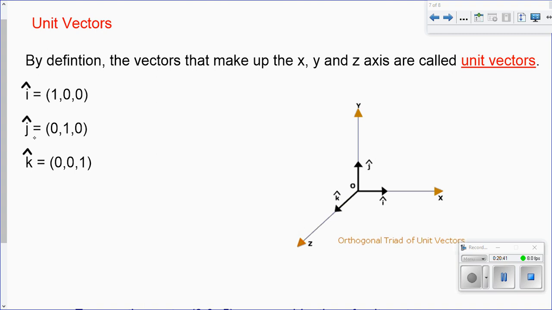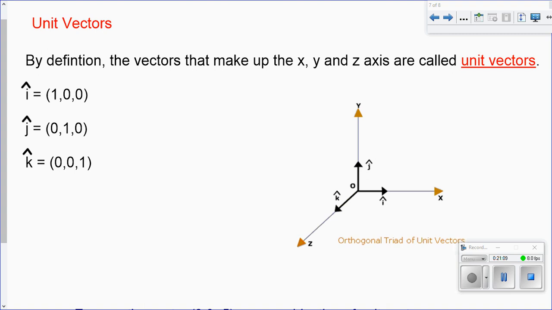So i hat is 1, 0, 0 along the x-axis. j hat is 0, 1, 0 along the y-axis. And k hat is 0, 0, 1 along the z-axis. It seems weird that they'd introduce some more variables here, i, j, and k, to represent x, y, and z, but it is what it is, and that's something we need to know. So what do we need to know about these particular things?